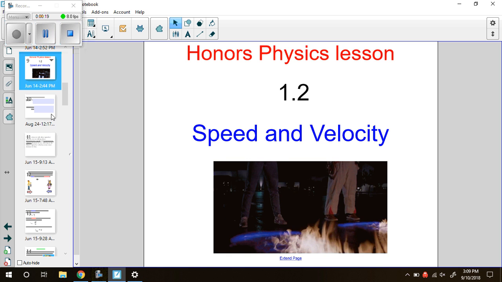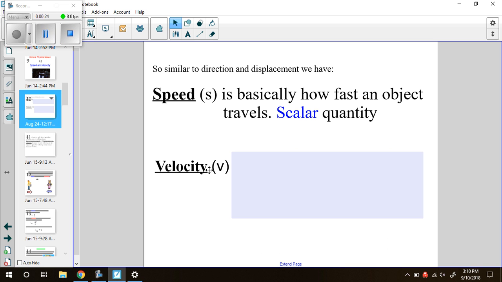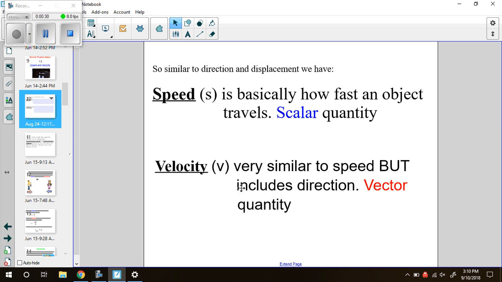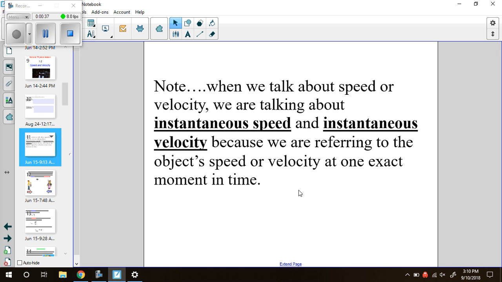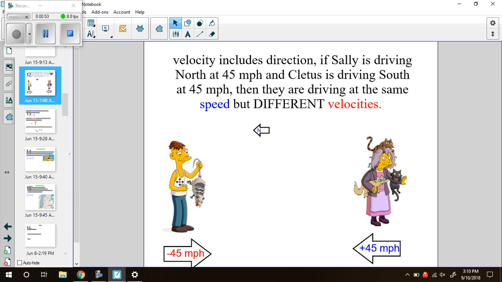All right. So let's go ahead and start this off with the difference between speed and velocity. Speed is basically how fast an object travels, whereas velocity deals with how fast it travels but also includes its direction. So it's a vector quantity. Just a quick note here, when we talk about velocity and speed, we're going to be talking about instantaneous velocity and instantaneous speed for the time being, and that's how fast an object is going at a specific moment in time.